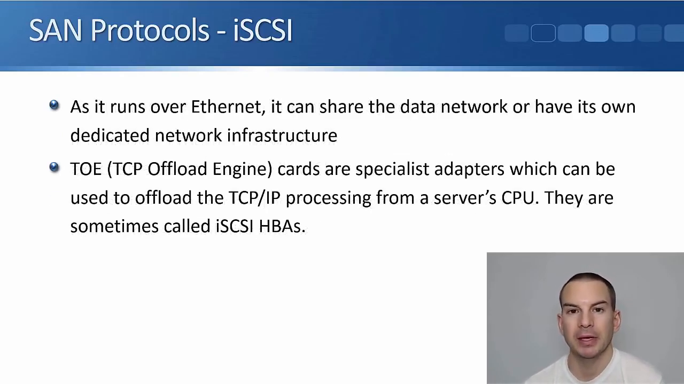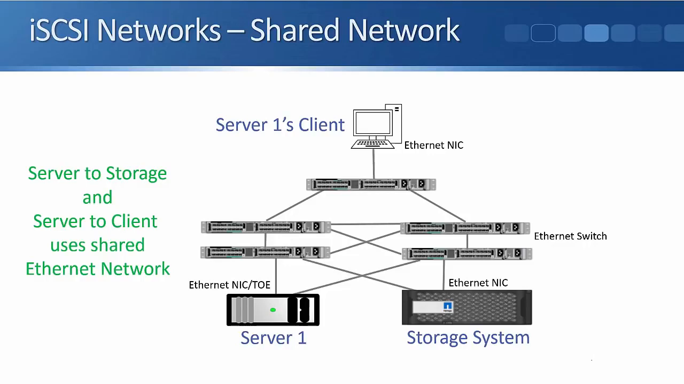As it runs over Ethernet, it can share the data network or have its own dedicated network infrastructure. TOE cards, which stands for TCP Offload Engine, are specialist adapters which can be used to offload the TCP/IP processing from a server's CPU. They are also sometimes called iSCSI HBAs. HBA stands for Host Bus Adapter, and it is the SAN equivalent of a NIC, a network interface card for normal Ethernet data traffic. Let's have a look at our different network topology options.